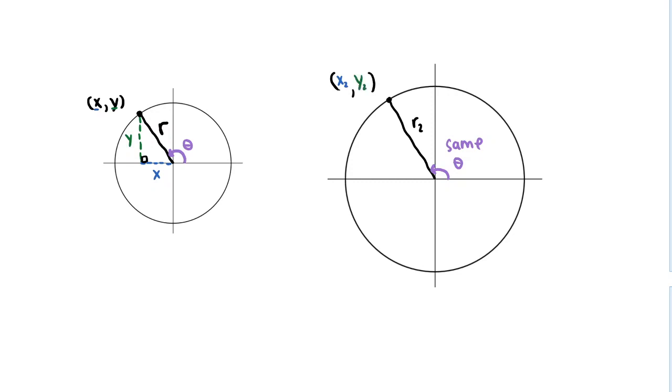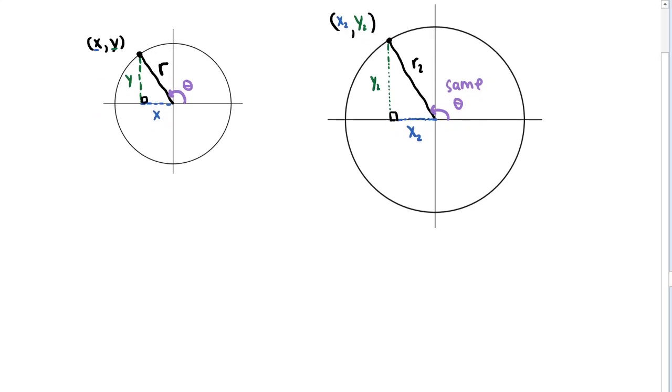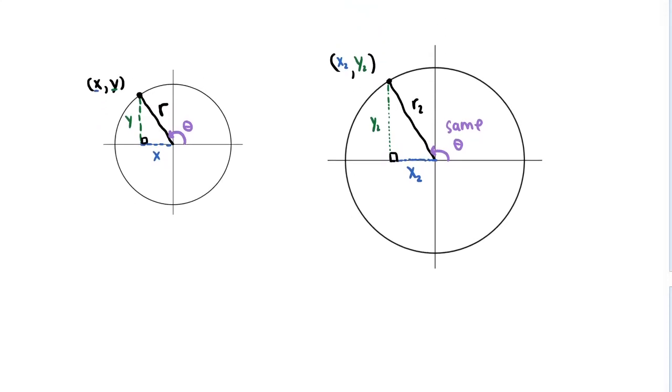Right, so again, there's a similar picture here. y2 measures the distance this point is away from the x-axis. This is that measurement y2, and x2 measures the distance that point is away from the y-axis. So this measurement is x2. And again, there's a right triangle floating around in this picture. And so I was saying there are some ratios in here that are the same regardless of the size of this circle.